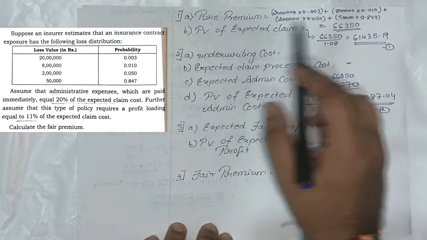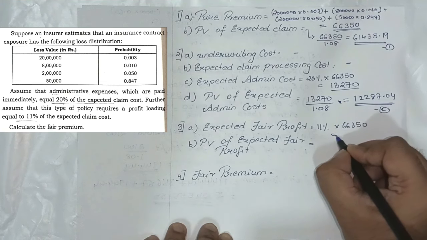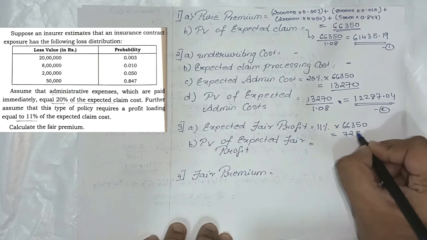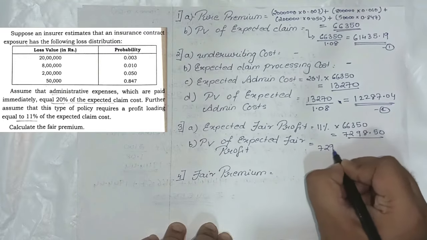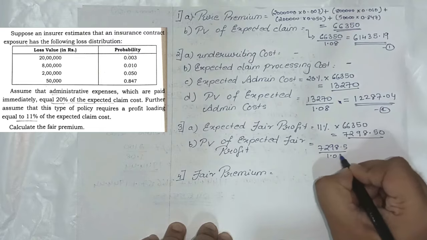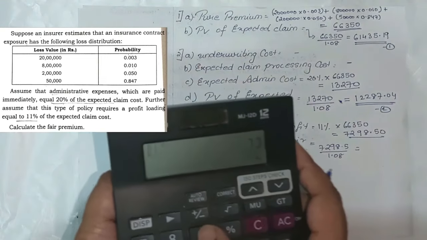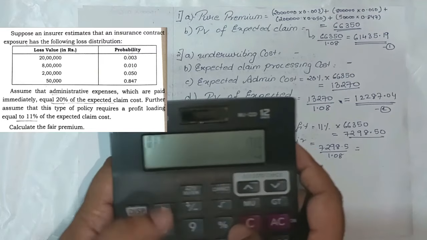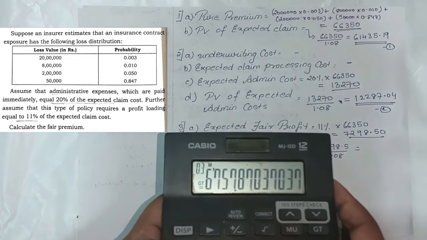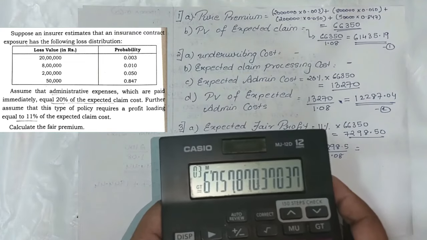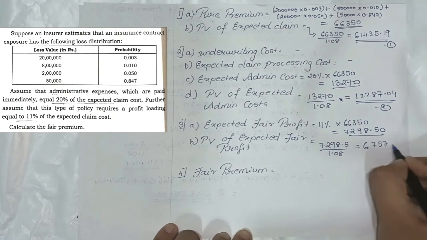Okay, expected claim is nothing but pure, so of 66350. On the calculator, when calculated, we got the value as 7298.50. Once we get that, we can get the PV. So 7298.5 divided by 1.08, it comes to 6757.87. So we take that 6757.87.